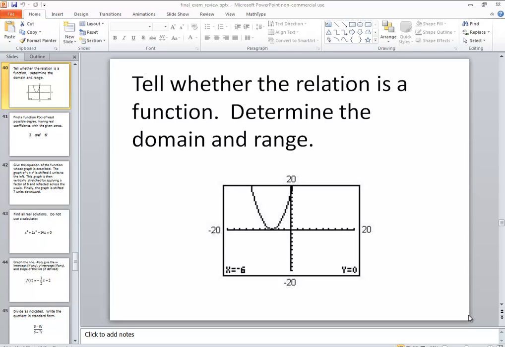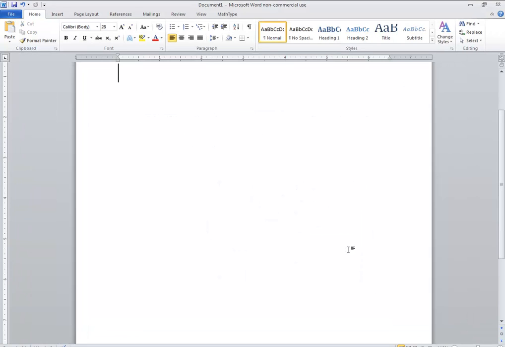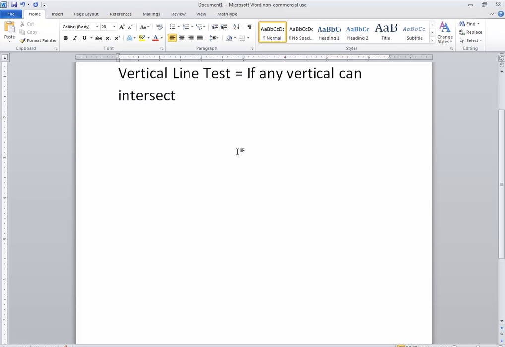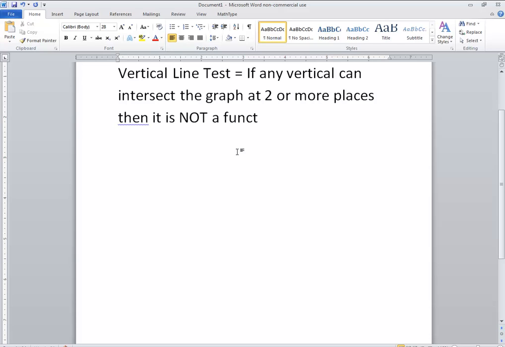In this problem, we want to tell whether the relation is a function, and then we'll determine the domain and range. Well, let's review the vertical line test. This says if any vertical line can intersect the graph at two or more places, then it is not a function.